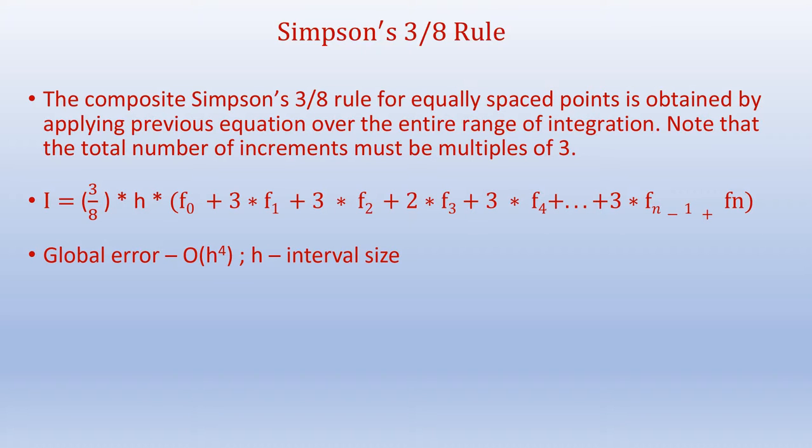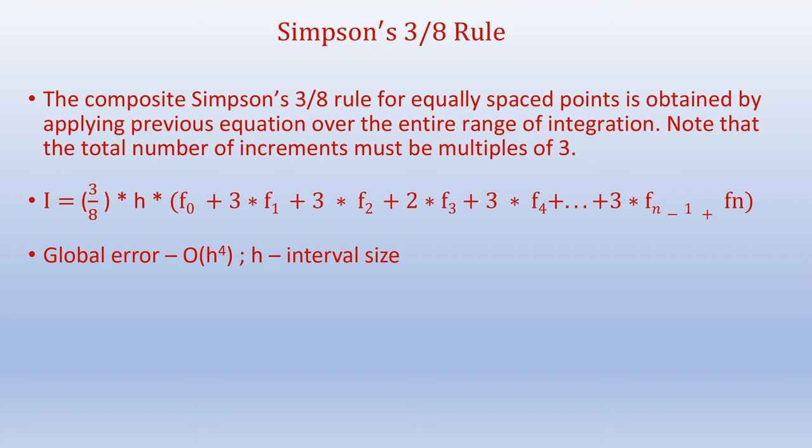Simpsons 3/8 rule for equally spaced points is obtained by applying the previous equation over the entire range of integration. Note that the total number of increments must be multiples of 3. In the case of Simpsons 1/3 rule, the total number of increments or the total number of segments must be even.